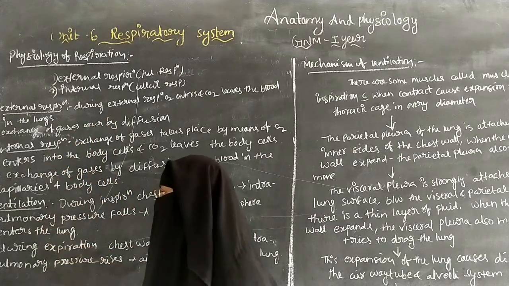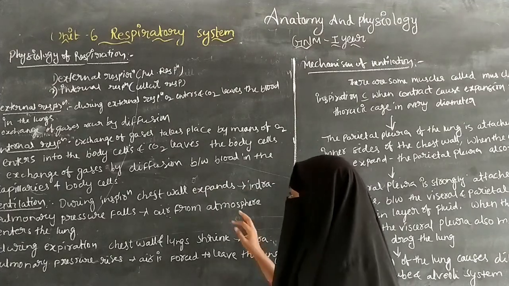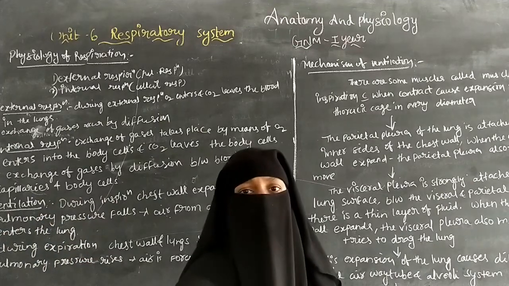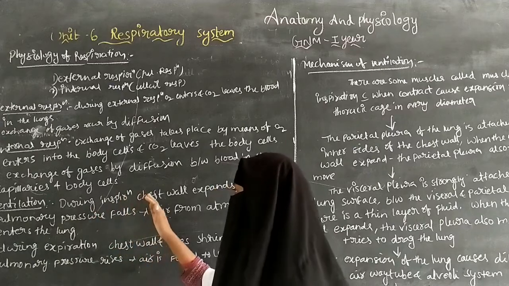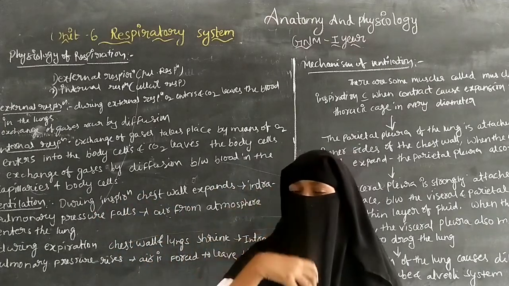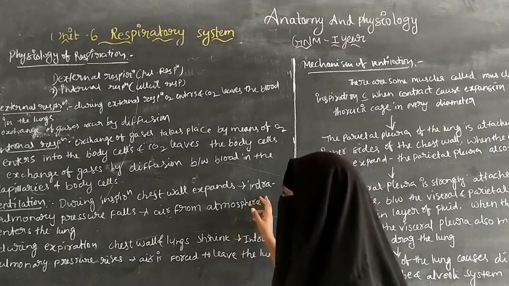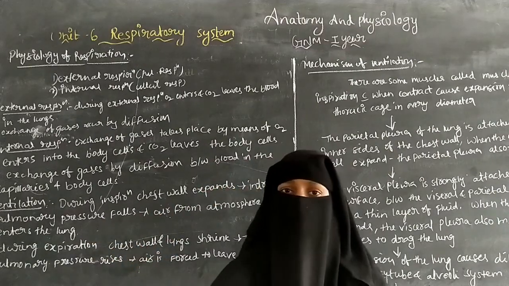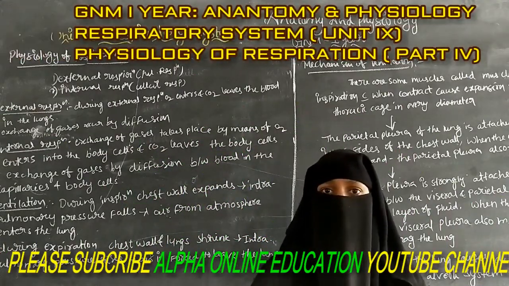Next, ventilation. So ventilation involves the processes of inspiration and expiration. During inspiration the chest wall expands. So while inhaling the air, the chest wall expands, and the intrapulmonary pressure falls. Intrapulmonary pressure is nothing but the pressure in the pleural cavity.